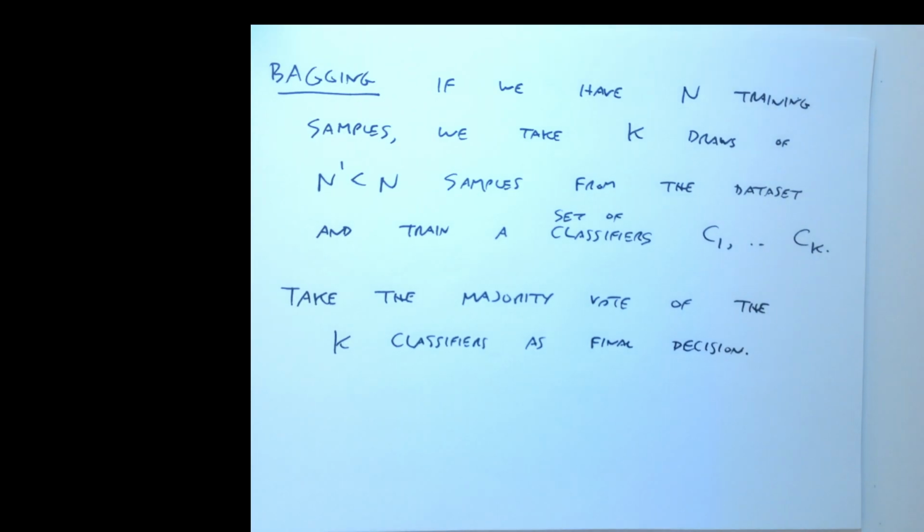Right? So if one of the classifiers says number 2, one says number 3, and 3 of them say number 4, then I choose number 4, right? It's just the majority vote of what the classifiers say.